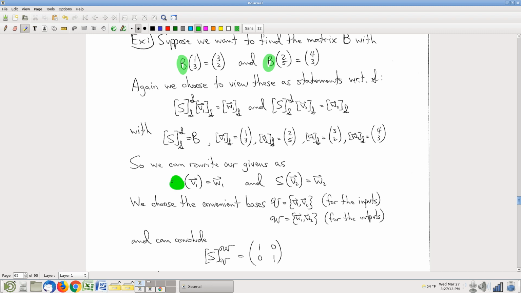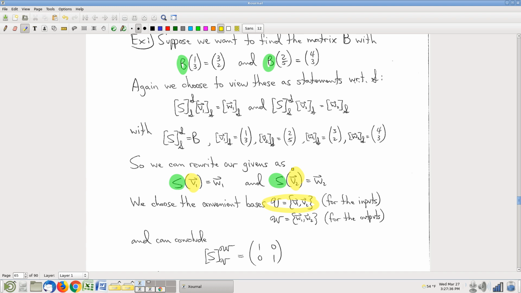If I want to understand S, I'm going to need to know an input basis. How am I going to decide on what the input basis will be? Keep in mind what we'll do with the input basis. The input basis will be the vectors that I put in to the linear transformation.